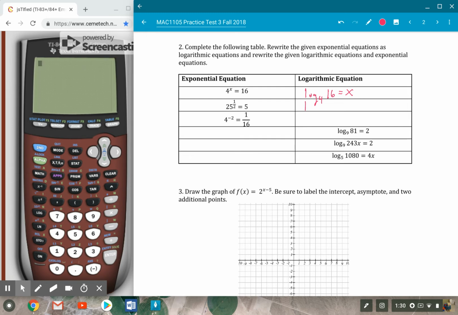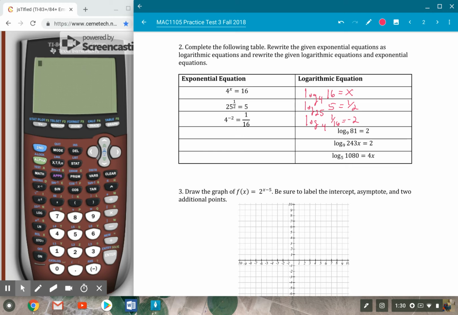With the next one, I could say it's a log with a base of 25 of 5 is equal to a half. Just using that log loop, 25 to the 1/2 is equal to 5. And then this would be a log base 4 once again, of 1/16 is equal to negative 2, because 4 to the negative 2 is equal to 1/16.